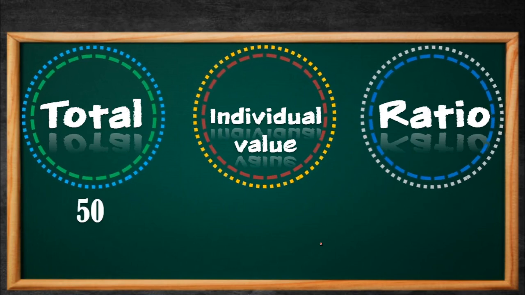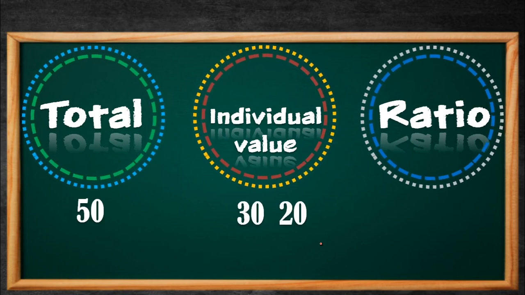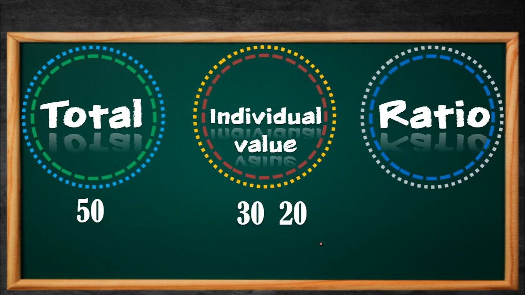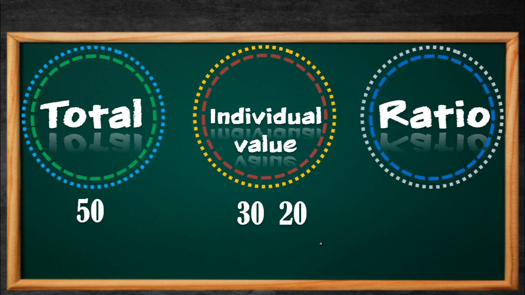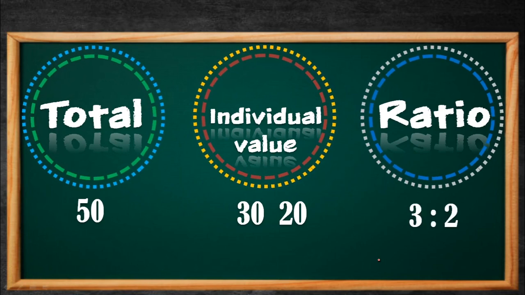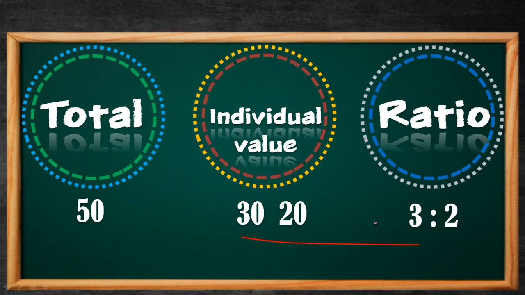I'm taking one number, 50, as a total. I'm splitting this number into two, 30 and 20. So if I add these two numbers, I will get 50. Now if I am asked to find the ratio of these two numbers, the ratio will be 30:20. After simplifying, we'll get 3:2. Why simplify? Because ratio means the lowest form, so we have to reduce this expression.